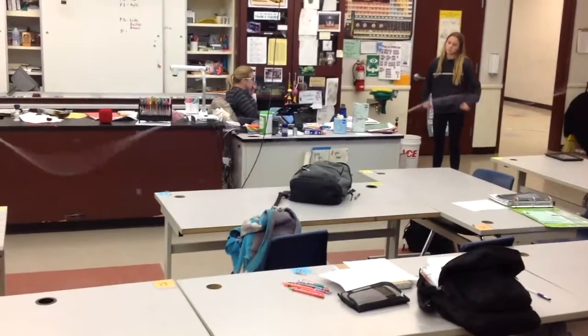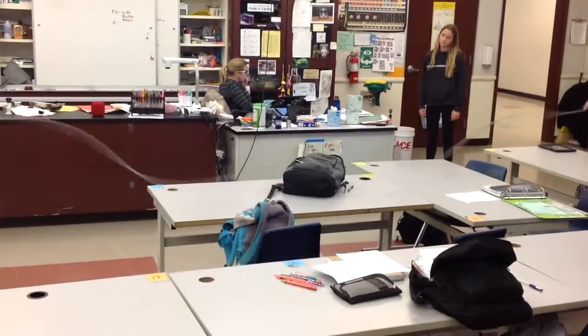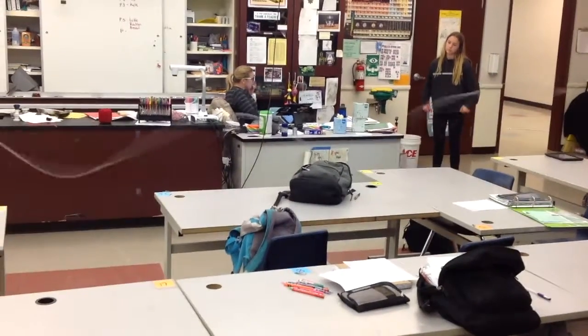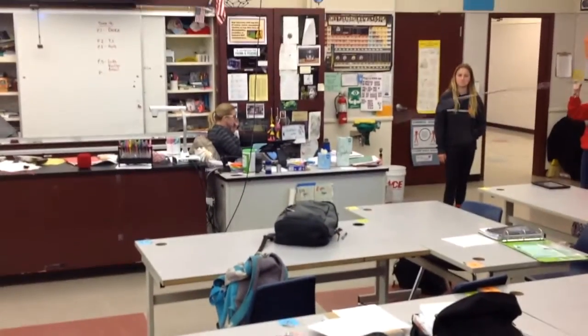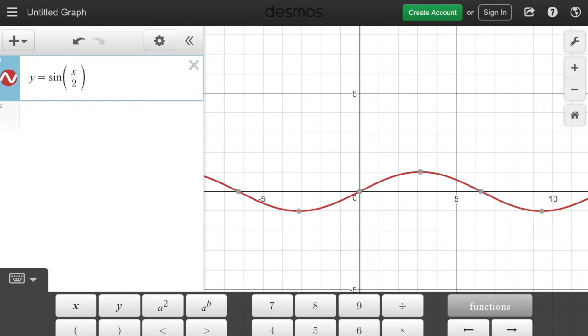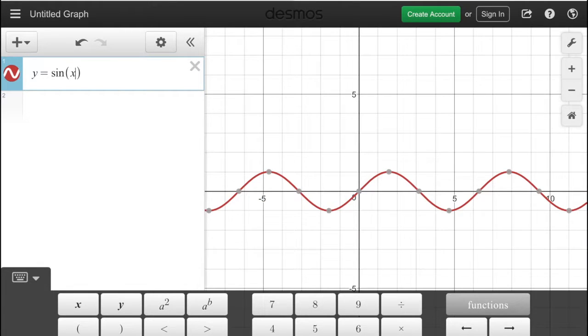In a wave with a fixed speed, the longer the wavelength, the lower the frequency, and vice versa. For example, this wave has a higher frequency but a shorter wavelength, while this one has a lower frequency and a longer wavelength. This is wavelength demonstrated in a Desmos graph. This is a wave with a longer wavelength, and this is one with a shorter wavelength.